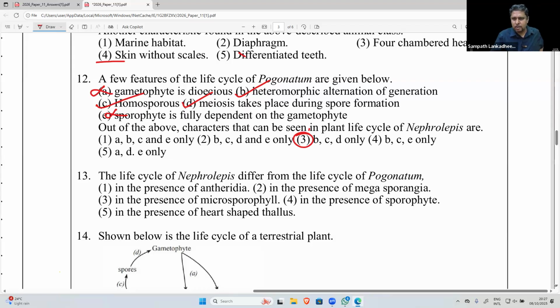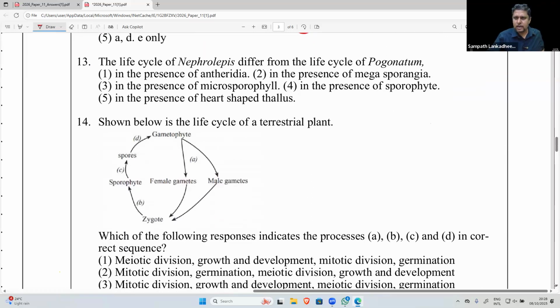Question number 13. The life cycle of Nephrolepis differs from the life cycle of Pogonatum in the presence of antheridia, in the presence of megasporangia, in the presence of microsporophyll, in the presence of sporophyte, or in the presence of heart-shaped thallus.